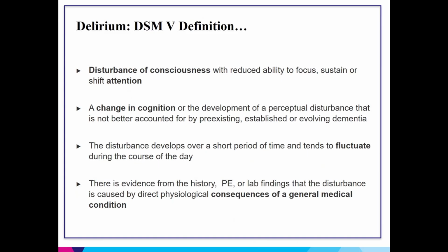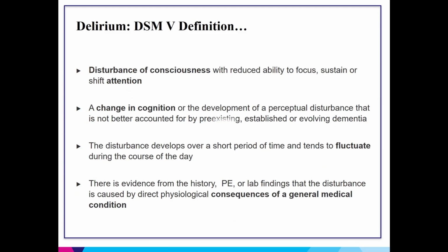The DSM-5 definition reminds us of what delirium is: an acute confusional state, often led to by the disturbance of consciousness and a notable shift in attention. And this change may continue to wax and wane and fluctuate during the course of the day or hospital course. And it is not thought to be due to an evolving dementia. There is often history from their physical exam or lab findings that this is a consequence of a general medical condition.